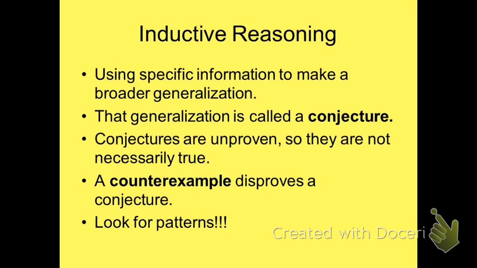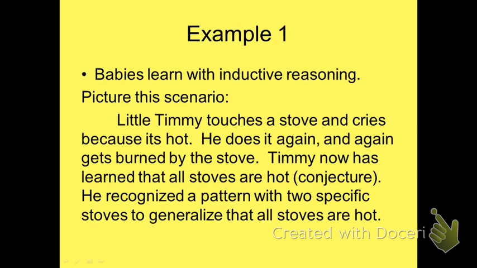Now, all it takes is one counterexample to disprove a conjecture. So, to the previous statement I just made, if it rains, the Yankee game must be rescheduled, a counterexample would be, well, the Yankees might be playing under a dome that day, so if it rains, they don't have to reschedule the game. Another thing to know about inductive reasoning is that it's all about looking for patterns. So, let's try a few examples. Let's do this one together.